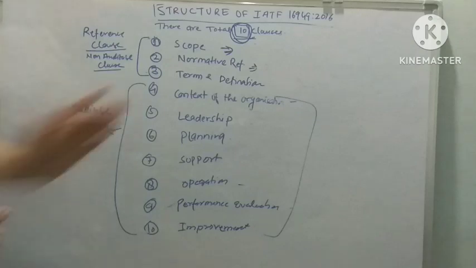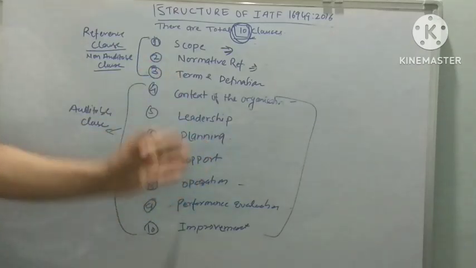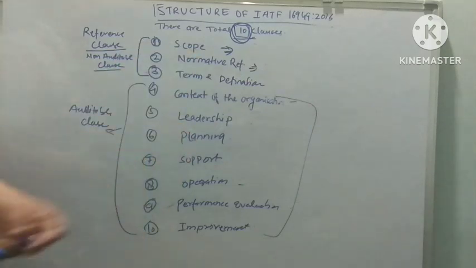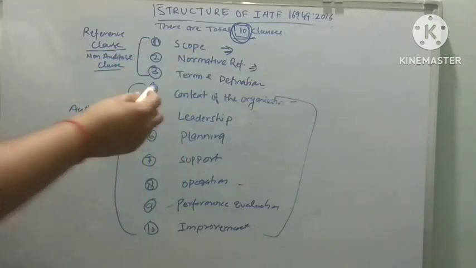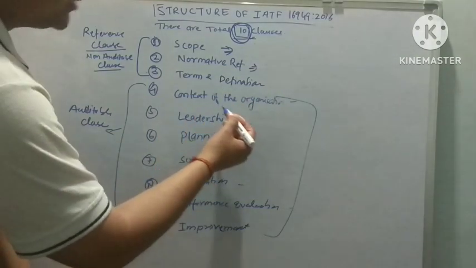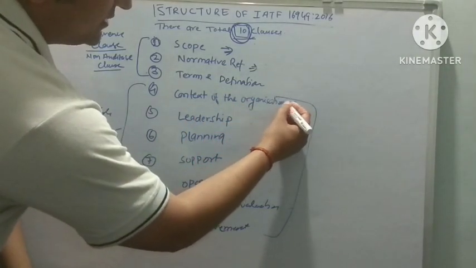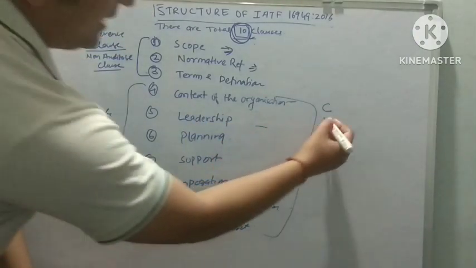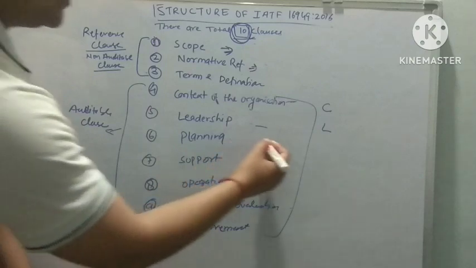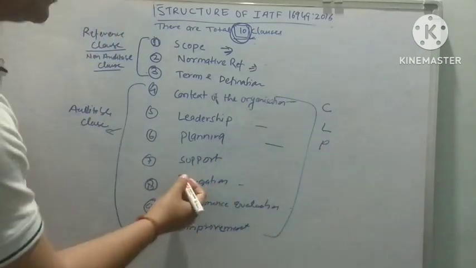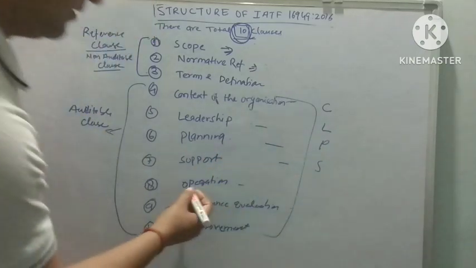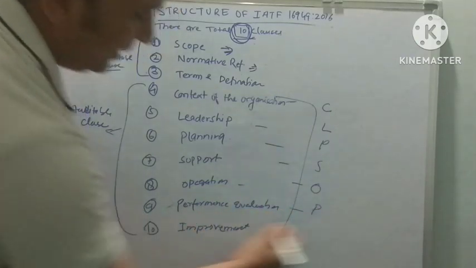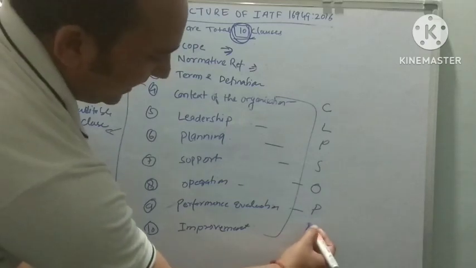Now, how will we learn these 10 clauses, or how will we remember the names of these clauses? Context of the organization means C. Leadership, L. Planning, P. Support, S. Operation, O. Performance evaluation, P. And the last one is improvement, that is I.